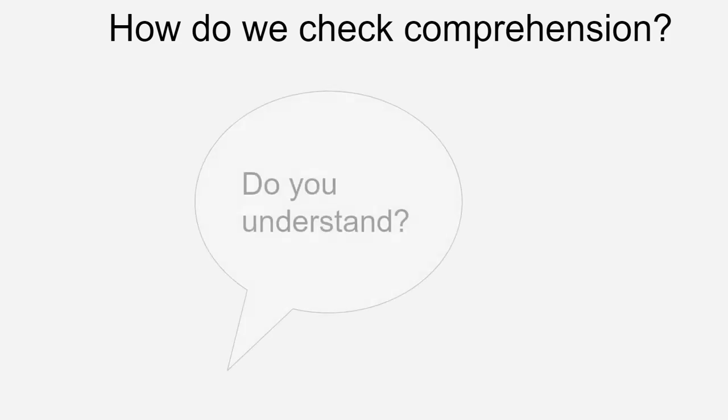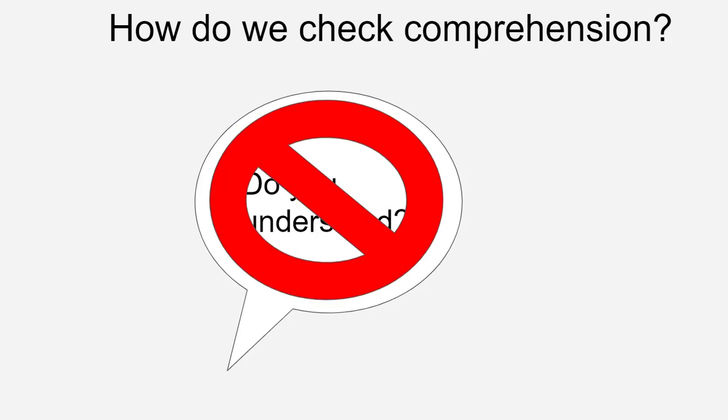So the question becomes, how do we check comprehension of instructions and content and language? Should we ask them if they understand? Do you understand, students? And of course, we don't want to ask, do you understand? In fact, this is one of Scrivener's ways to prevent learning.